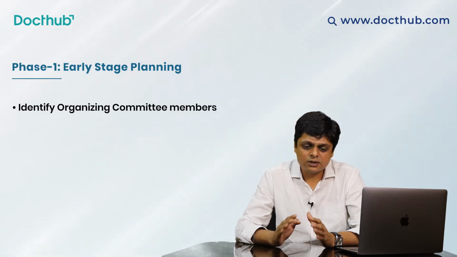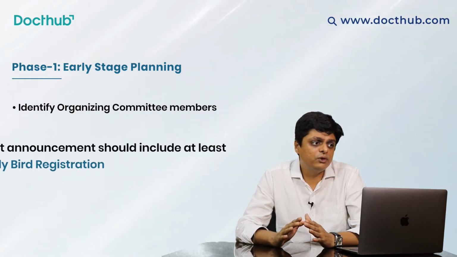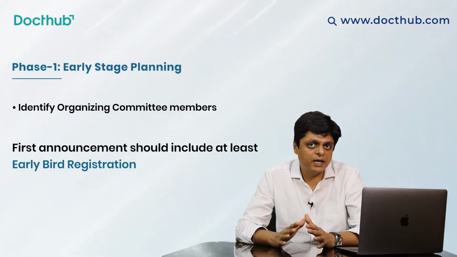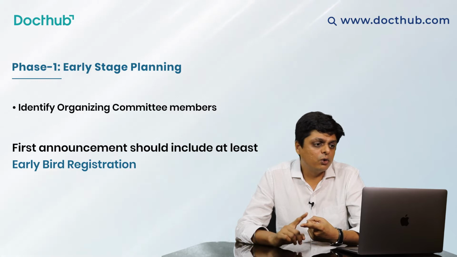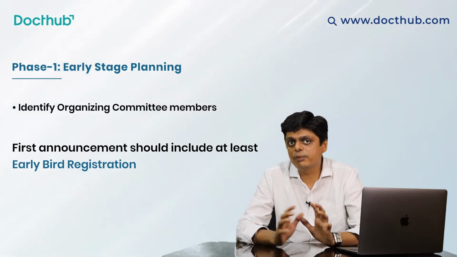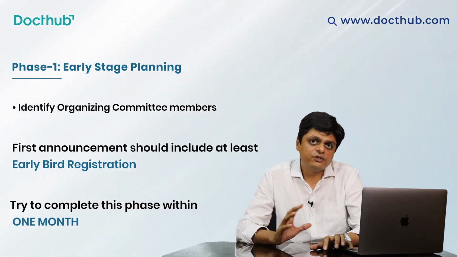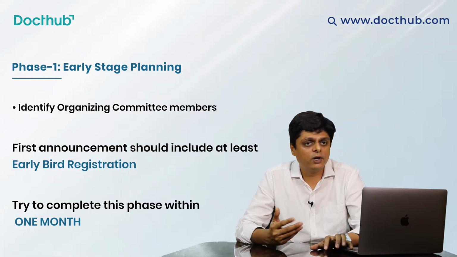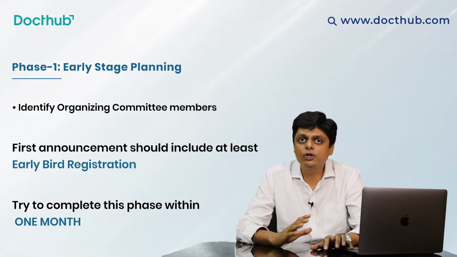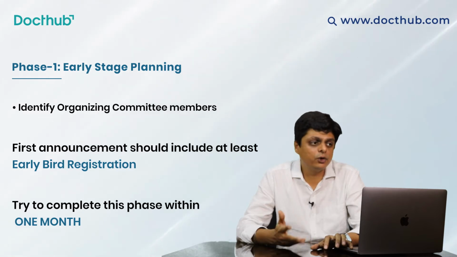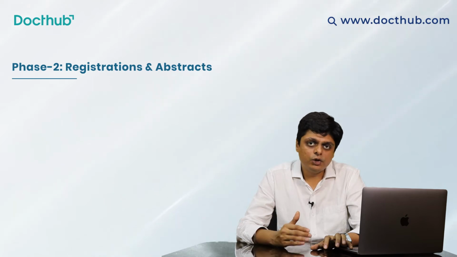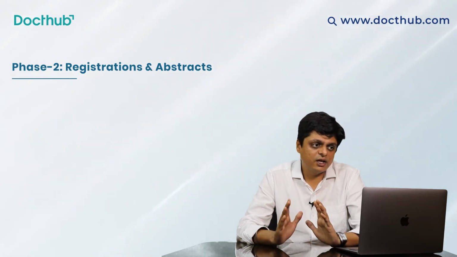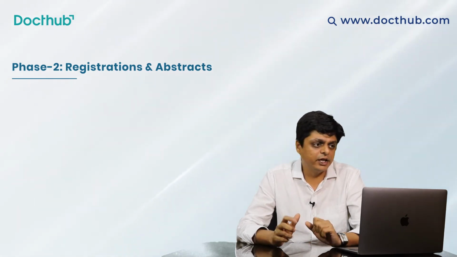At the end of your early stage planning, you must have completed your conference title, logo, and all your registration part should be prepared. Phase 1 you should complete in 1 month. If you want to complete your entire conference planning in 6 months, 1 month will be for phase 1. Now phase 2 will focus on registrations and abstracts planning and execution.